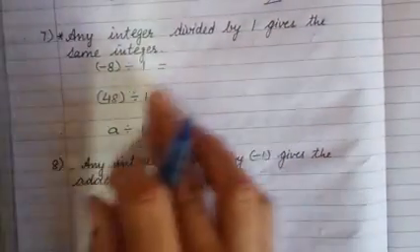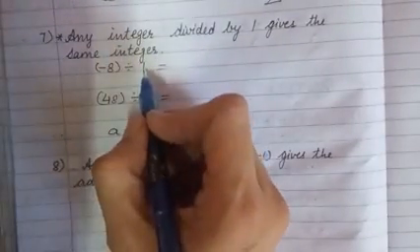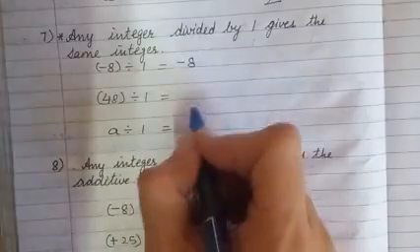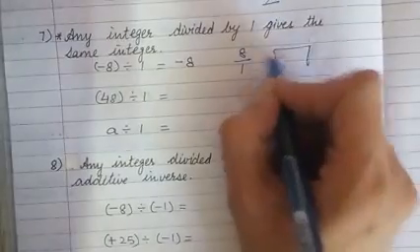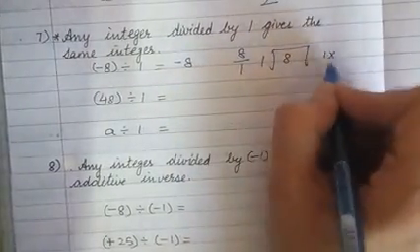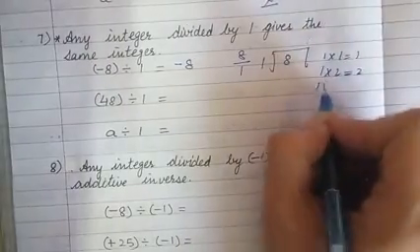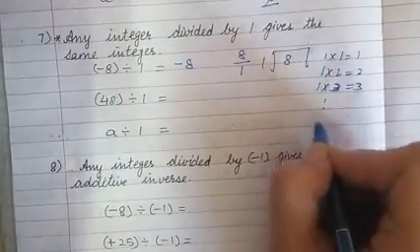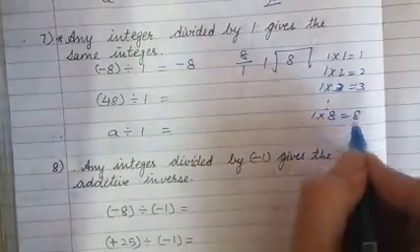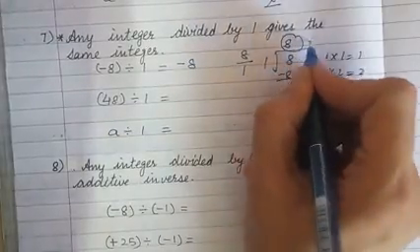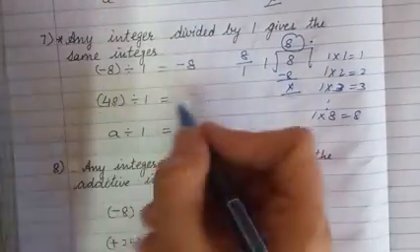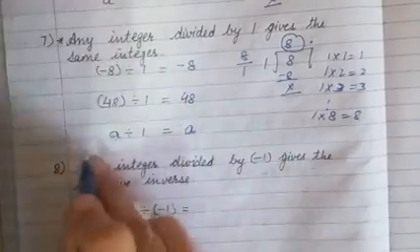Now any integer divided by 1 gives the same integer, like in multiplication. If we are dividing an integer by 1, we will get the integer itself. Here minus 8, and here different signs are there, so we put minus. And 8 divided by 1, 8 inside, dividing by 1 in the table of 1. 1 into 1, 1 into 2, 1 into 3 is 3. So 1 into 8 is 8. And here what is the quotient? 8. So here minus 8. Similarly here 48, here a. The same integer will come when we divide it by 1.